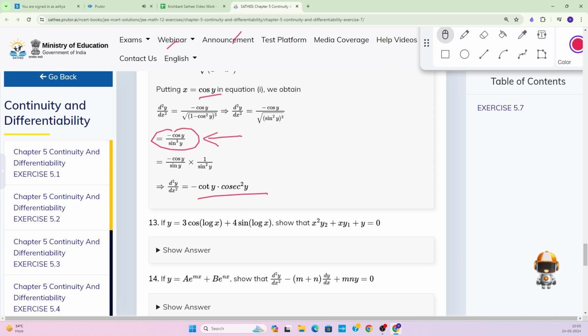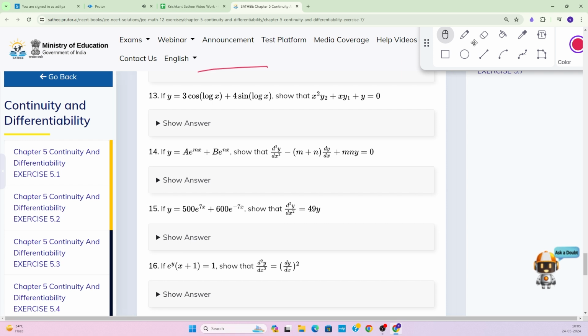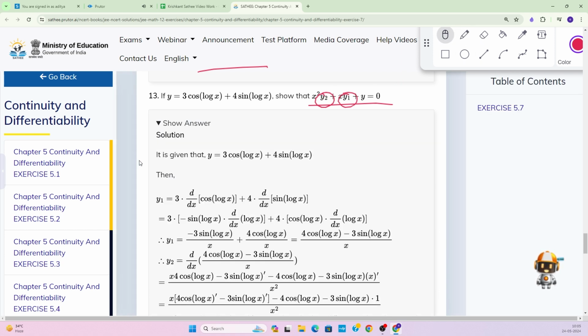Problem number 13. Problem 13 says y is equal to 3 cos log x plus 4 sin log x. Then we have to show this. This y2 written over here means the double derivative. This y1 means the first derivative. Okay, don't get confused.